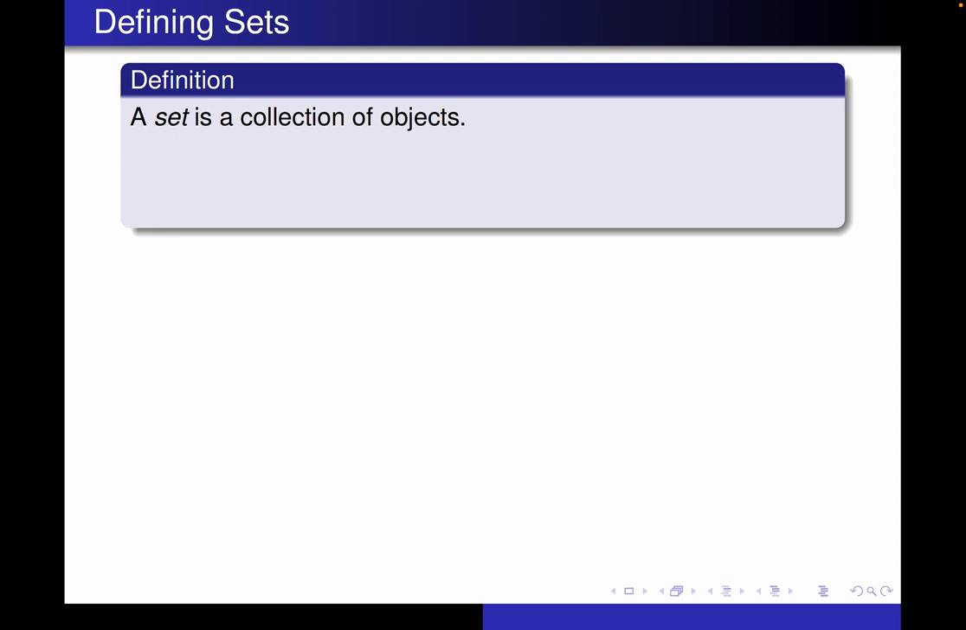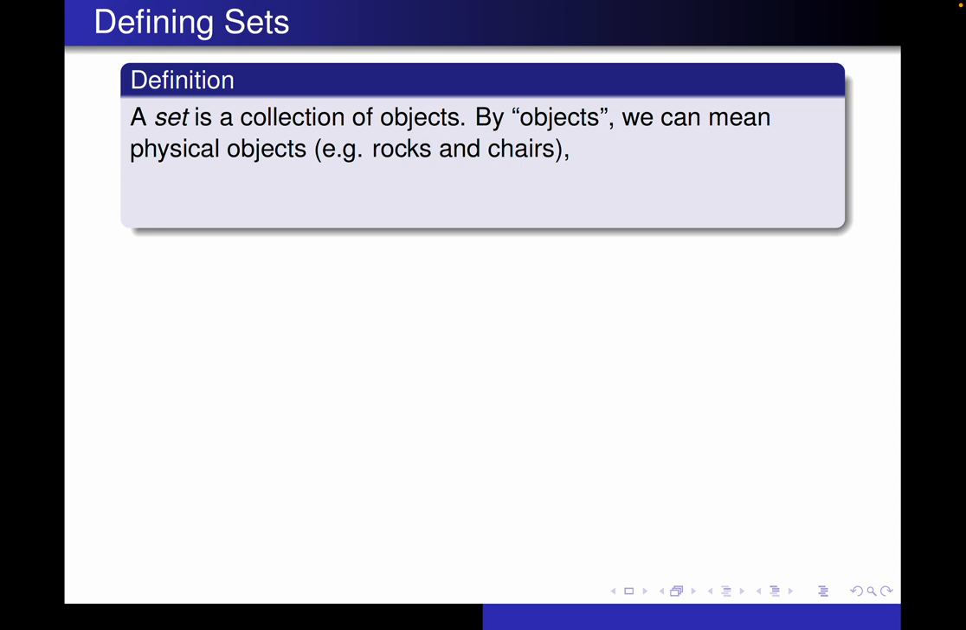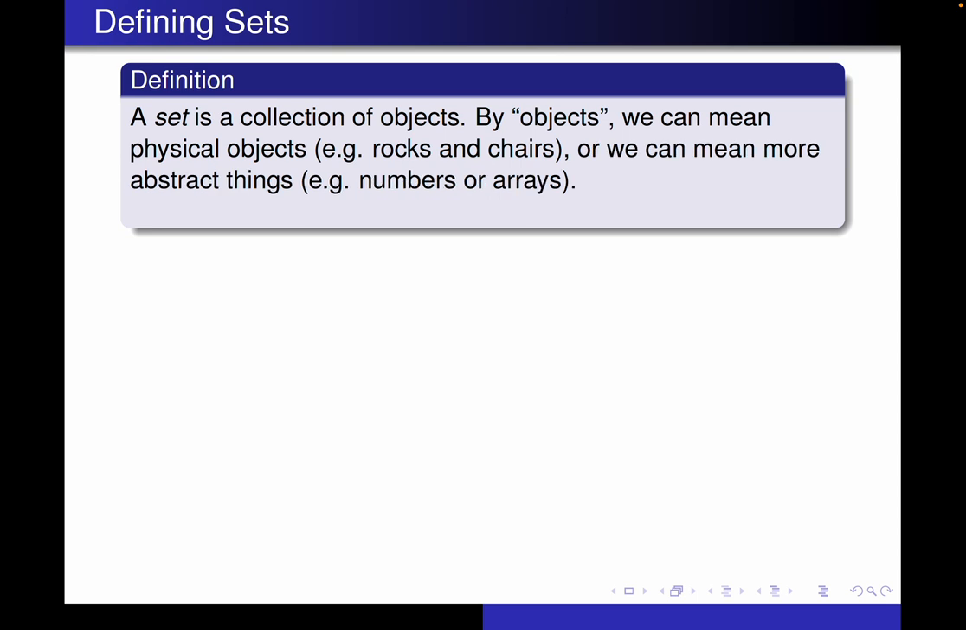So a set is literally just a collection of objects that we group together. And by objects, we mean literally anything. They could be physical objects, like rocks and chairs. They could be more abstract things, like numbers or arrays. And whatever the objects are, they are called elements of the set.